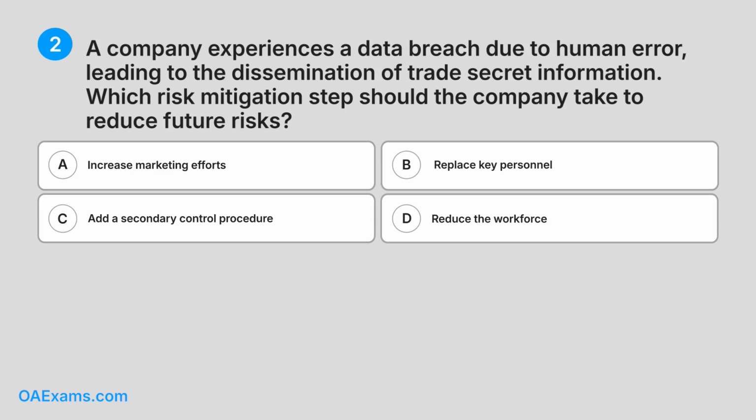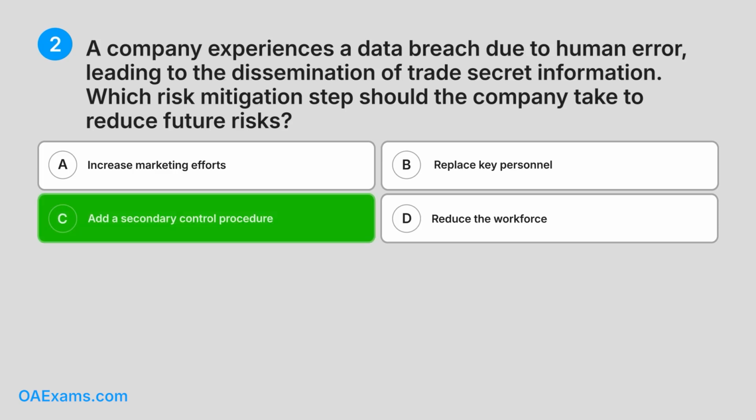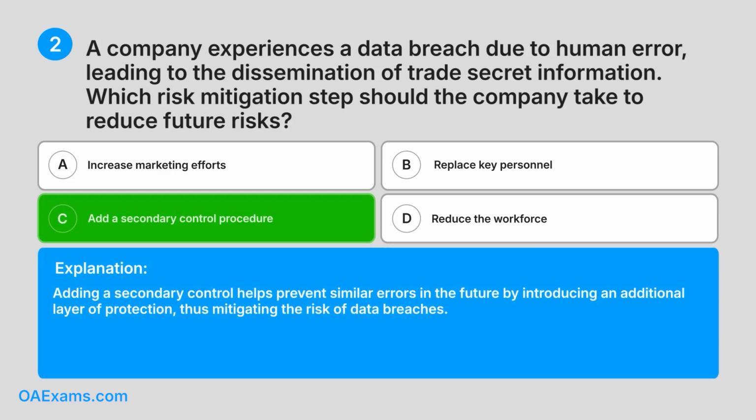Correct answer. C. Add a secondary control procedure. Explanation. Adding a secondary control helps prevent similar errors in the future by introducing an additional layer of protection, thus mitigating the risk of data breaches.